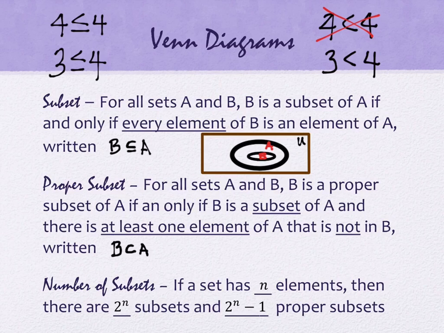One of the questions that you'll be asked will be to find numbers of subsets. How many different, smaller things could you create? If you have n elements in a group, then there are 2 to the n subsets and 2 to the n minus 1 proper subsets.